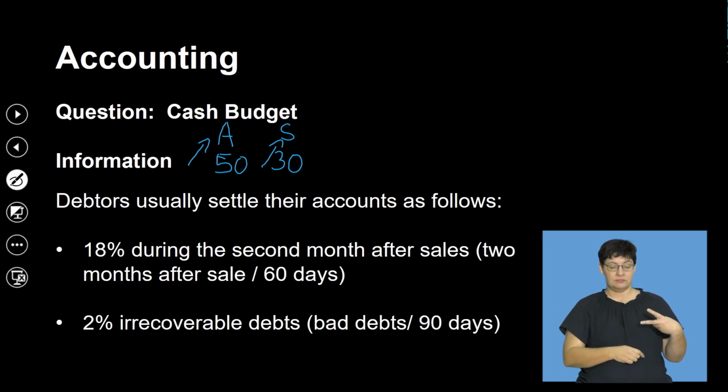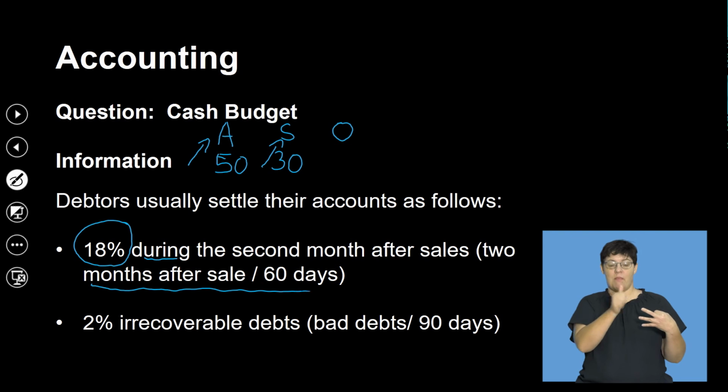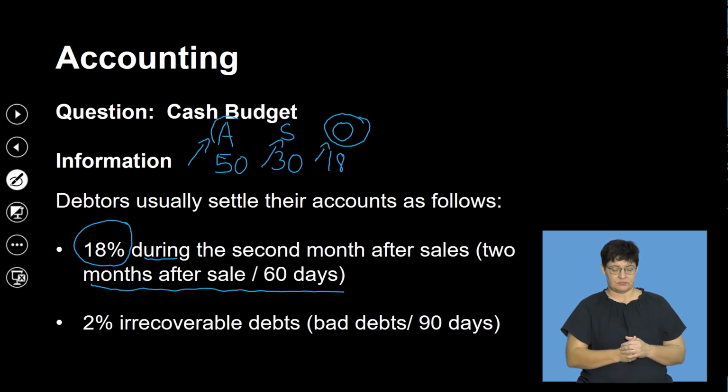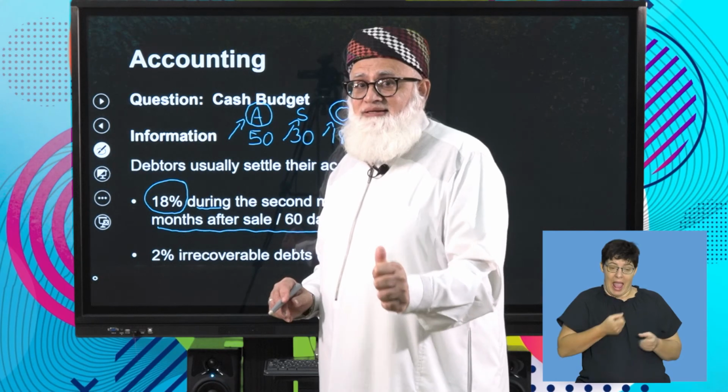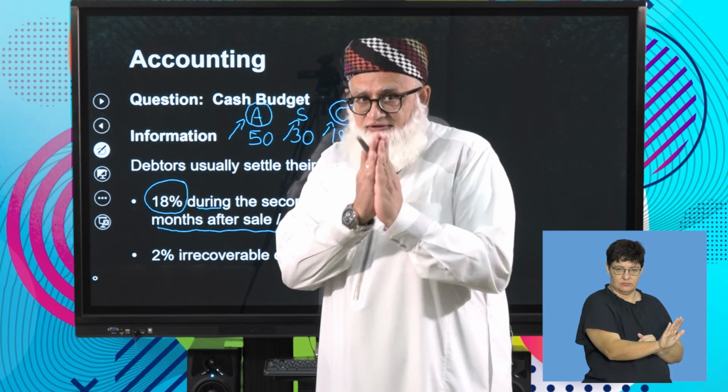Now we come to the third month, which is October, right? And 18% of your debtors will settle during the second month after the sale month. That means 2 months after the sale, which is your 60 days. So clearly you can see the 18% is now in the month of October. So we sold the goods in August. The credit sale took place in August. Let's make sure we understand this. The credit sale took place in August, right?